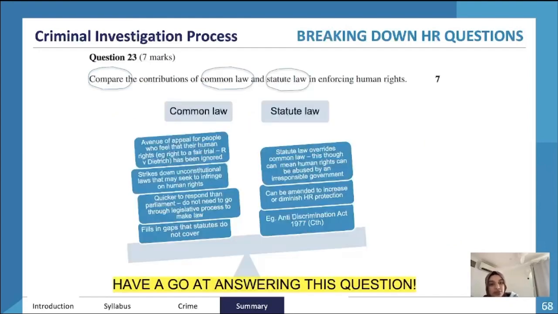Compare the contributions of common law and statute law in enforcing human rights. So common law versus statute law, you want to be able to identify both sides and then be able to distinguish and compare the two, right? So common law, what sorts of things do we look at? Statute law, what sorts of things do we look at? I've got some pointers there, but I will just let you guys have a go at answering this question in your own time using those notes, and then be able to continue that process and making sure that you are referring to the correct HSC verbs as well.